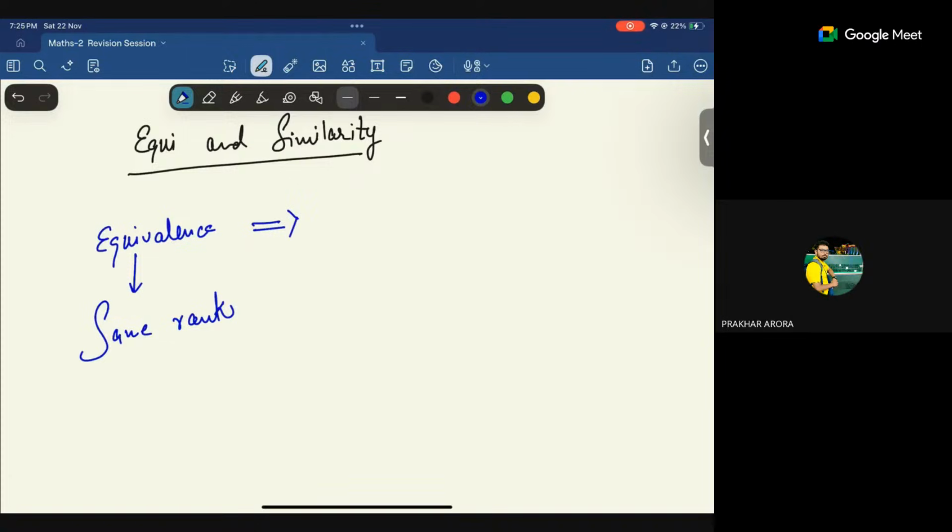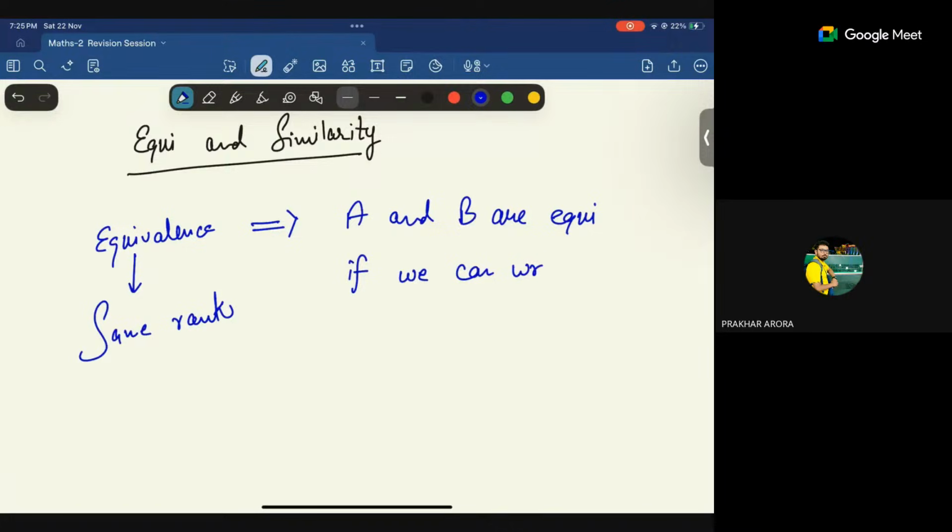Actually, the definition of equivalence is very different from having the same rank. I don't remember what the professor used in the sessions. A and B are equivalent if we can write A equals P B Q, where P and Q are square matrices. This is what we mean by equivalence.